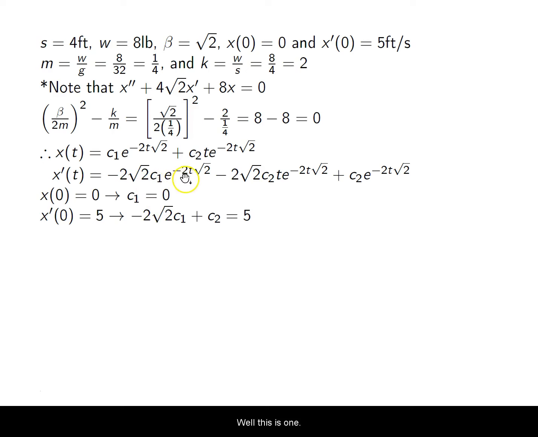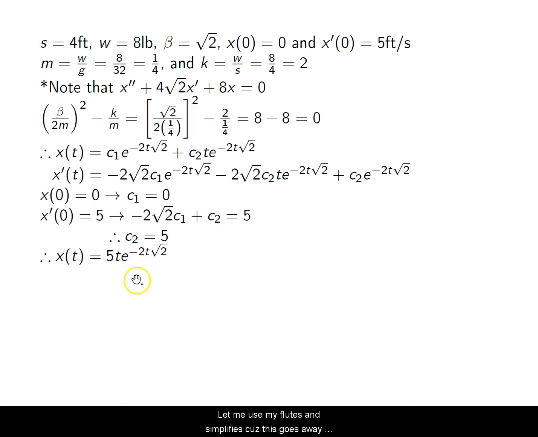Okay. Well, this is 1. This goes to 0 because of the t. This goes to 1. So I got the negative 2 root 2 c1 plus c2 is 5. I know c1 is 0, so this goes away, which conveniently gives me c2 is 5.